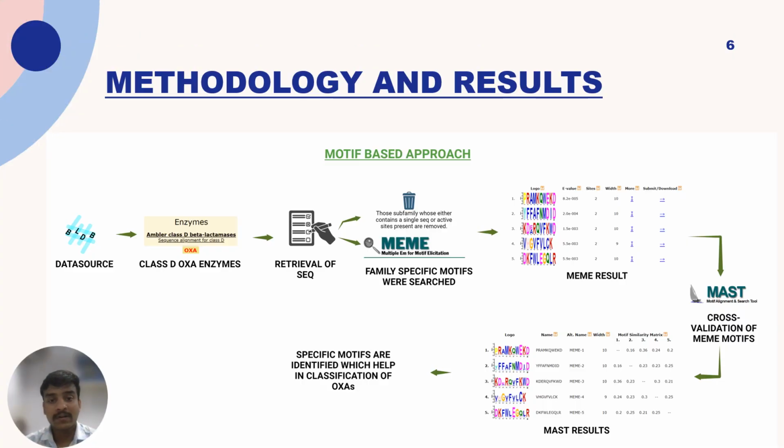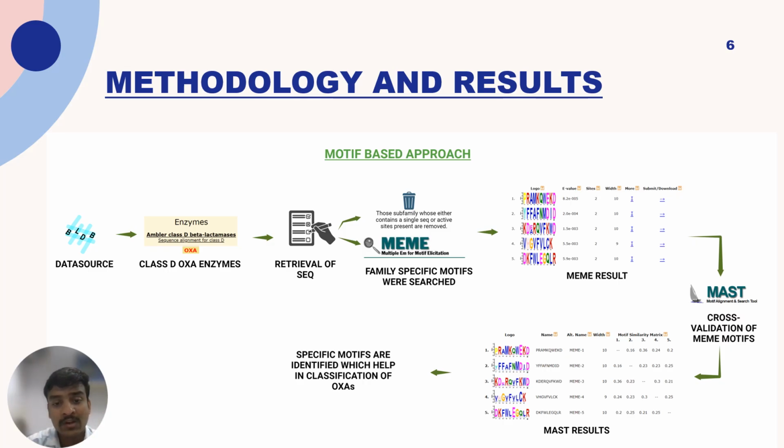So next is the methodology. The data we first got from the BLDB. BLDB is the data source. BLDB stands for beta lactamase database. Generally, BLDB contains all the information about the beta lactamase enzymes. And here we got to know that beta lactamases are classified into 4 classes: A, B, C, D. Then from there we retrieved the data for the class D OXA enzymes.